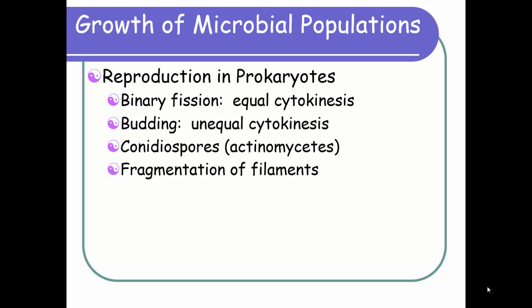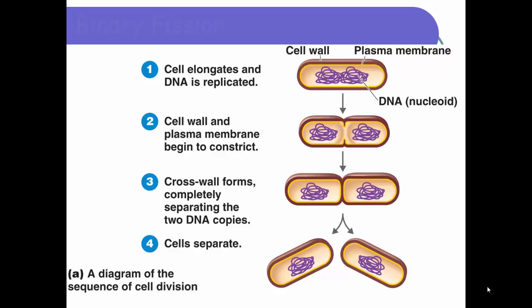Reproduction in prokaryotic cells is done by a number of methods. One, and probably the most common in bacteria, is binary fission, where we get equal cytokinesis of the original cell. Budding also occurs in many bacteria, as well as many of the yeasts, and this is where we get an unequal cytokinesis. There are a few bacteria that also reproduce by what we know as kinetospores, and this is a group of bacteria known as the actinomycetes, and fragmentation of filaments.